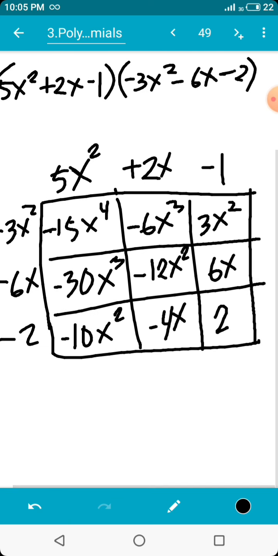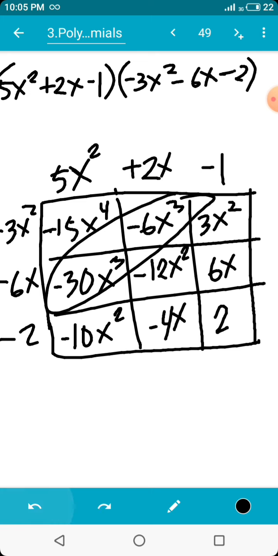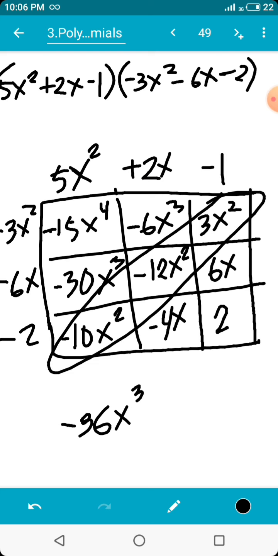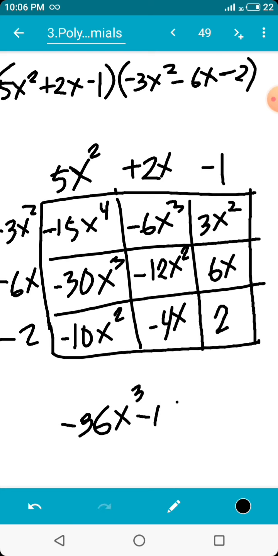So, after that, check natin kung ano yung like terms. So, ito, like terms. So, we have negative 30x cubed and negative 6x cubed. So, that is negative 36x cubed. Okay? And then, ito, like terms sila. Para silang x squared. So, we have negative 10x squared and negative 12x squared. So, that is negative 22x squared. Then, combined with positive 3x squared. So, that is negative 19x squared. Okay? And then, ito, negative 4x and positive 6x. And that is positive 2x.